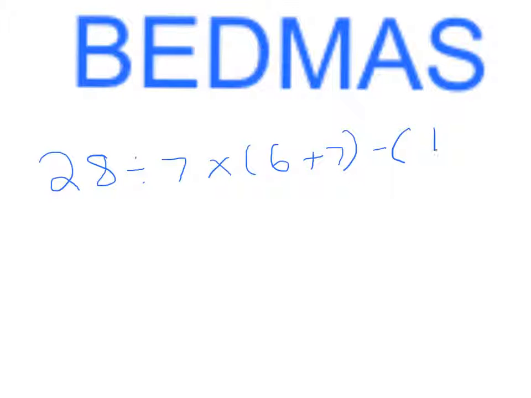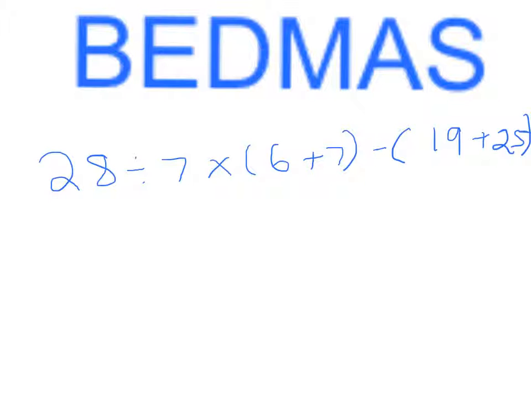Let's do a great big long one. So I'll make my pen a little bit skinnier so I can fit it all in there. But I want to do 28 divided by 7 times, in brackets, 6 plus 7, close those brackets, minus 19 plus 25, in brackets.